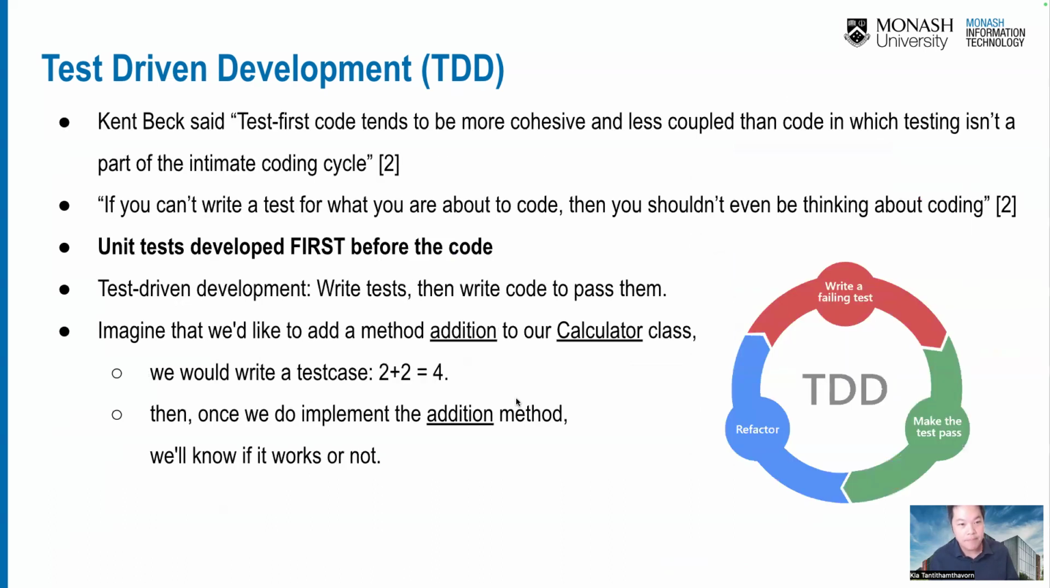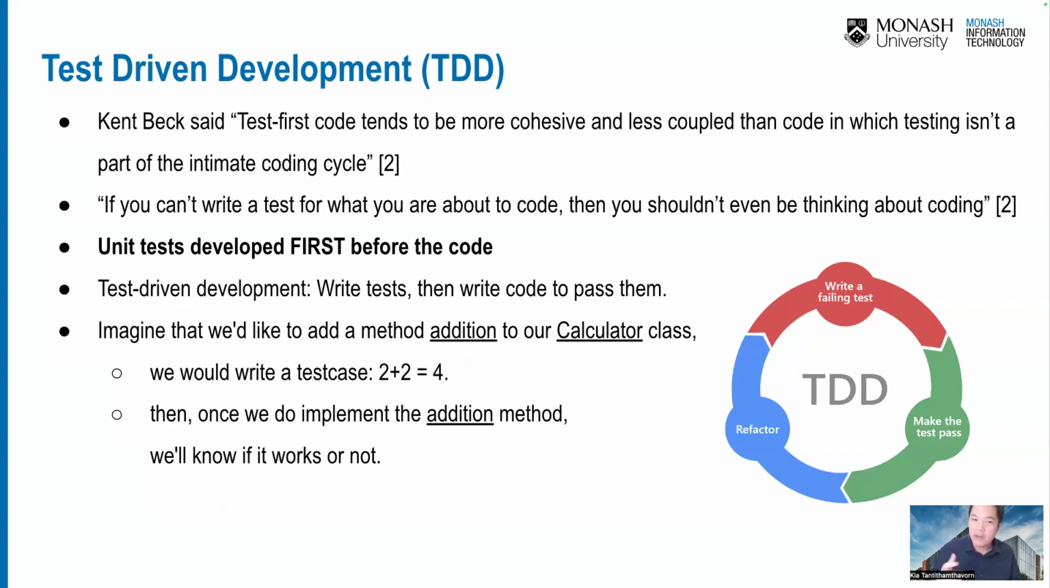All right. And this is just some of the history. Kent Beck is actually one of the pioneers of test-driven development. What he said is that test-first code tends to be more cohesive and less coupled than code in which testing is not a part of the intimate coding cycle.